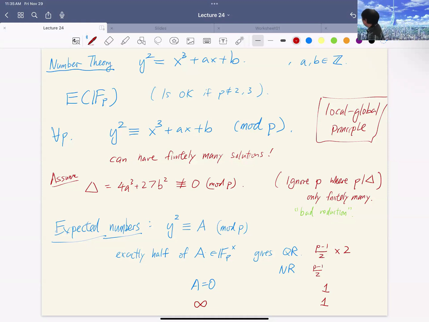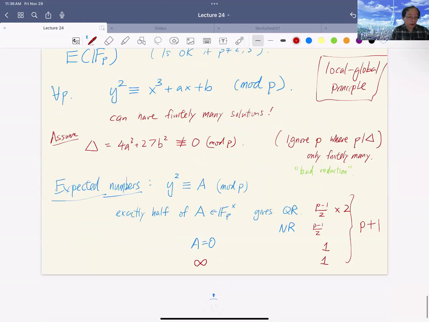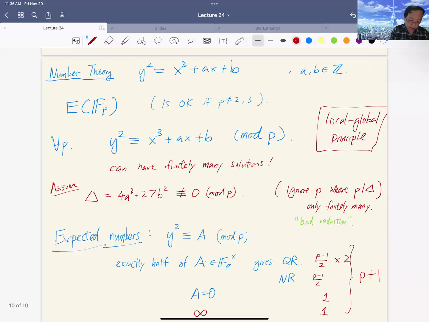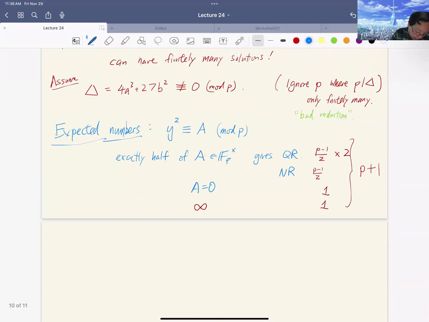We have p minus 1 plus 1 plus 1. So altogether, we expect that if things are so uniform, we should have p plus 1 solutions to my equation on average, right? But of course, life is not that simple. So we definitely have error. So we will define the error term to be the difference between p plus 1 and the actual number of points on the curve.